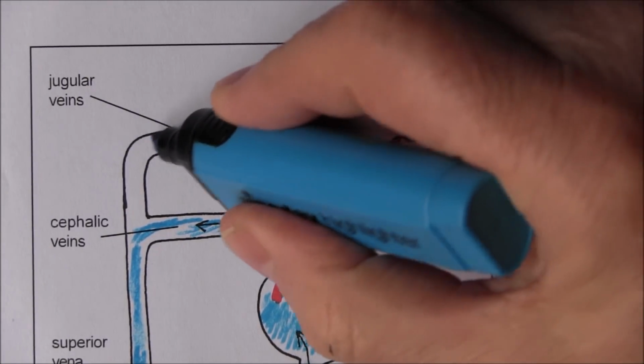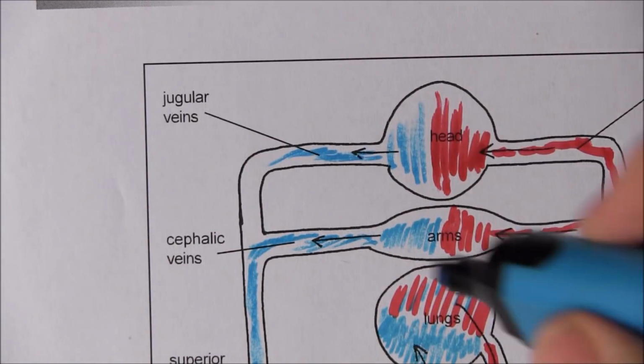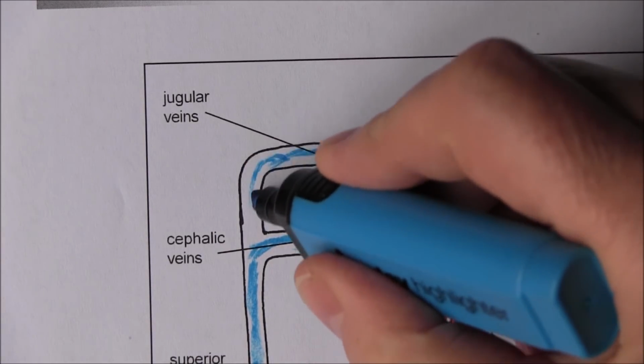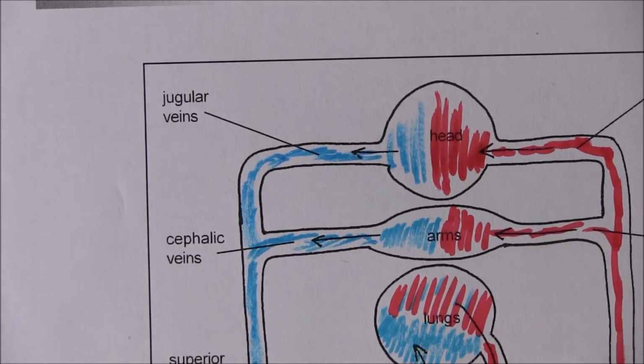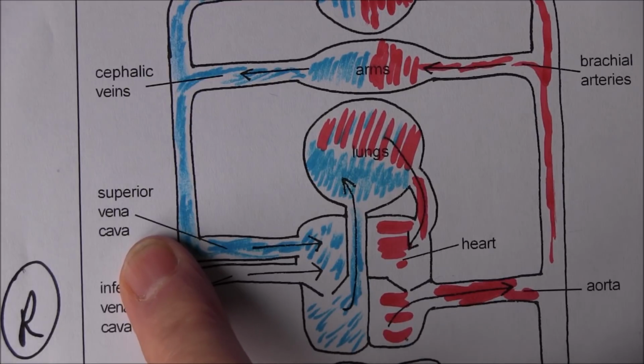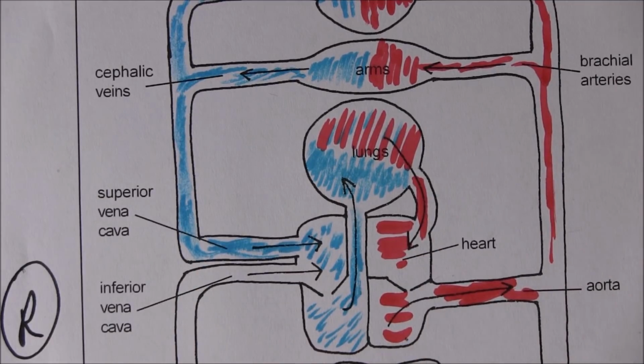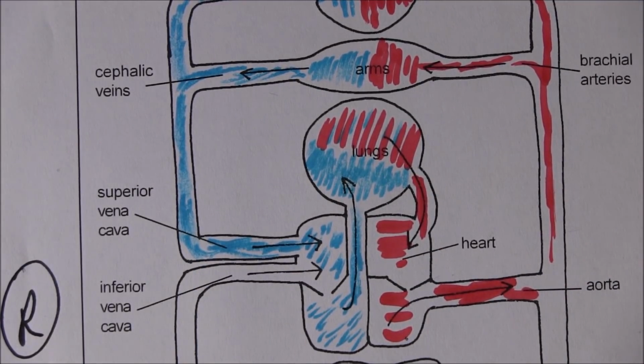And the big veins you can see in the side of your neck are the jugular veins. The jugular veins are going to drain back. And again, because it's the top half of the body, they're going to drain back into the superior vena cava. These great big cavernous veins that take the blood back to the heart.